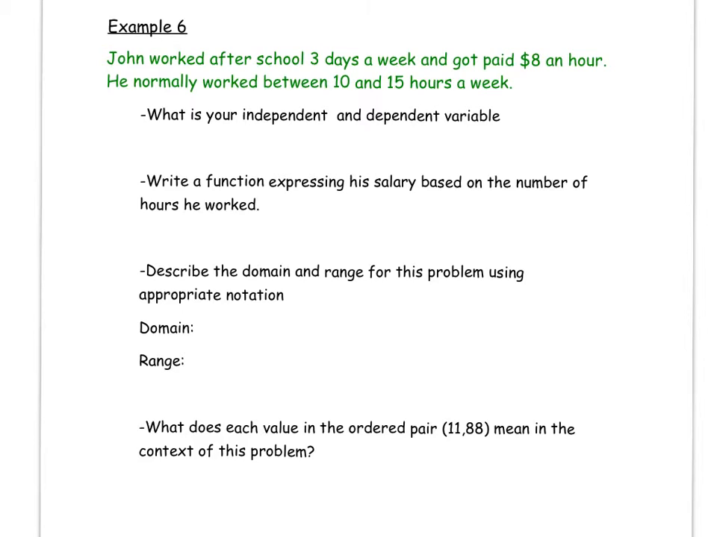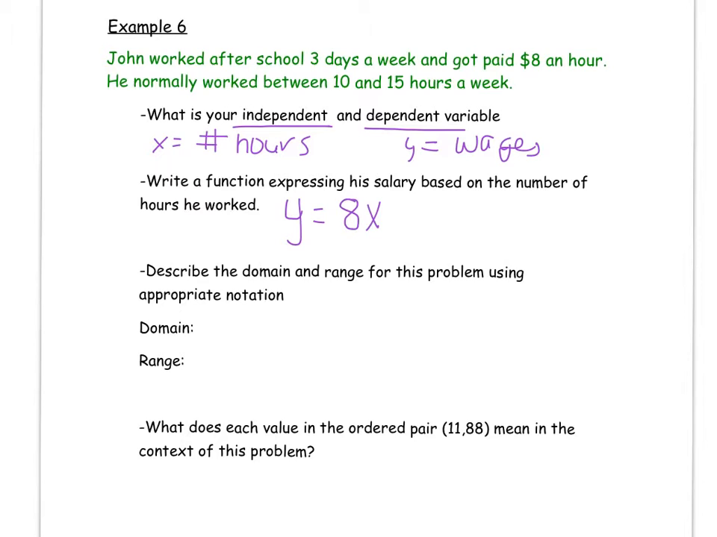So our independent, so what is being manipulated or changed, is how many hours. So our independent variable is the number of hours. So that's going to be my x. My dependent variable is the amount of money he made, or his wages. So we know that his wages, he gets $8 for every hour he works. So that's pretty easy. Now describe the domain and range.